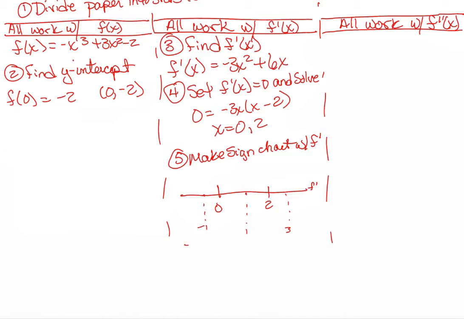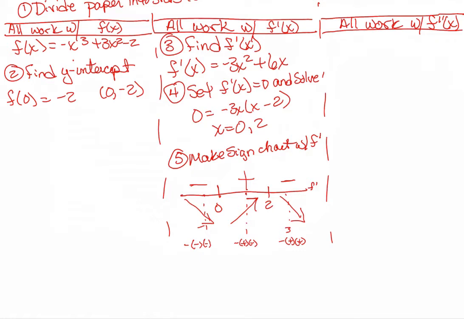So I have a negative for my negative 3, a negative for my negative 1, and a negative for the parentheses. So this version is negative. A negative for my negative 3, a positive for my 1, and a negative for my parentheses. So this interval is positive. A negative for my negative 3, a positive for my positive 3, and a positive for my parentheses. So here I'm negative. So that's down arrow, up arrow, down arrow.